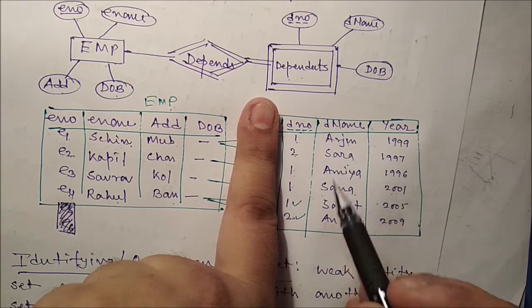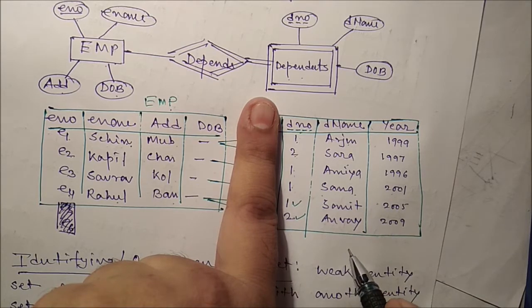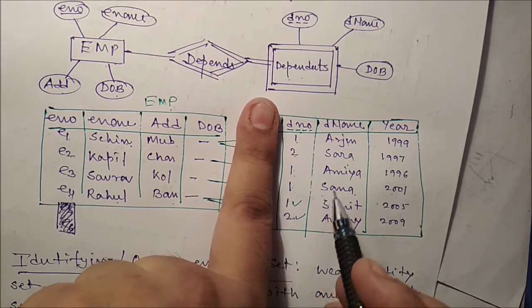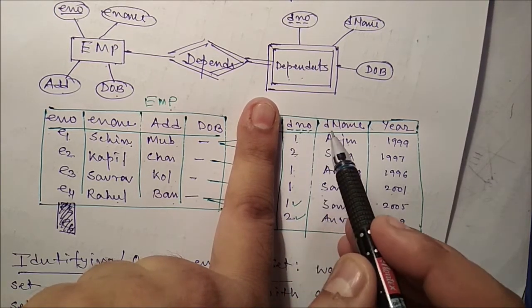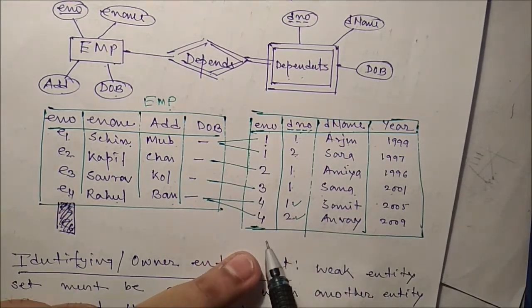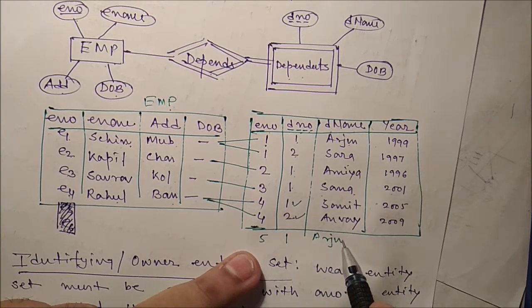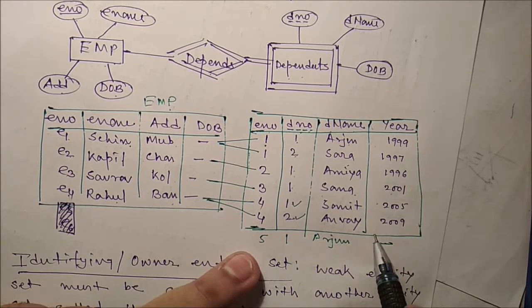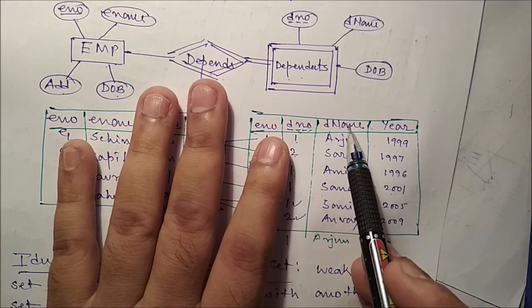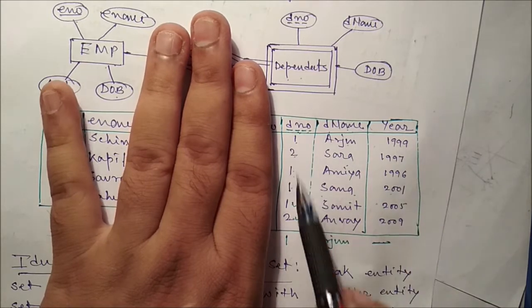So name should not be the primary key. Say Arjun, Sarah, Amia, Sana, maybe another Arjun is there or maybe another Sarah is there. So we cannot identify the dependent by it. Similarly, you may say that dependent number and dependent name together can form a primary key, but that is not true. It may be possible that another employee 5 is there, whose first child's name is Arjun, with some year. So definitely we cannot form a primary key using dependent number and dependent name. Are you getting this? So in this particular table we cannot form any primary key.